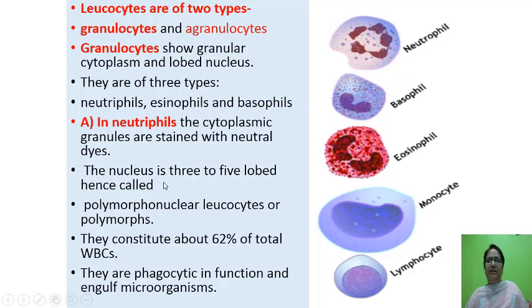Now the nucleus in neutrophils is 3 to 5 lobed, hence it is called neutrophils. You can see here 3 to 5 lobes of nucleus are there. Then polymorphonuclear leukocytes, it is also called a polymorph. Poly means many. They constitute about 62% of total WBCs. They are phagocytic in function and engulf microorganisms. These are the neutrophils we are talking about.